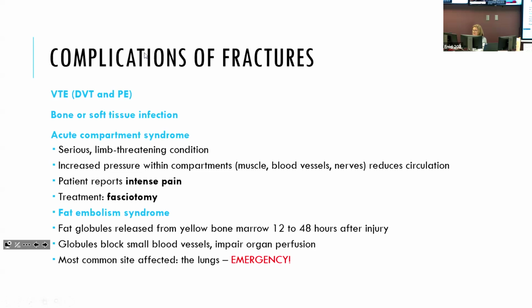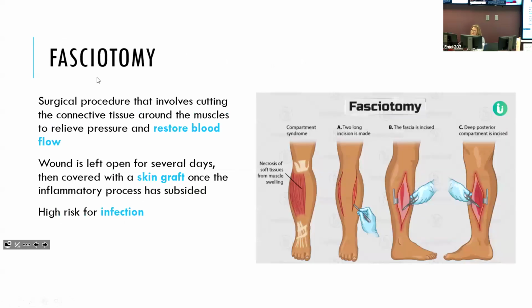So the fasciotomy is a surgical procedure, and it involves cutting the connective tissues around the muscles to relieve pressure and restore blood flow. So you're having this terrible swelling and the muscles can't go anywhere. And so you're going to put incisions on there to open it, relieve the pressure. And then it's left open for several days, and then they cover it with a skin graft once the inflammation has subsided.